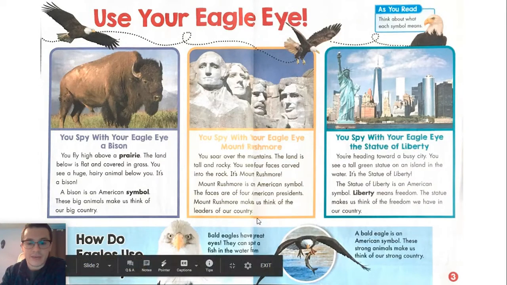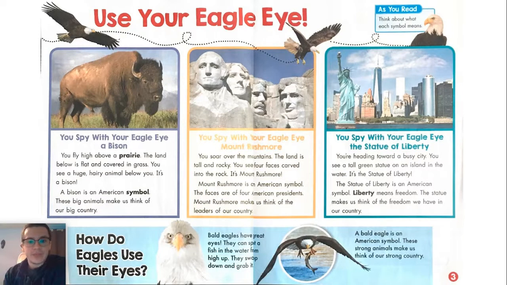Bald eagles have great eyes. They can spot a fish in the water from high up. They swoop down and grab it. A bald eagle is an American symbol, so there's four American symbols now. These strong animals make us think of our strong country. So the main topic, or the thing that all of these items have in common, is that they are American symbols. So the main topic is American symbols.